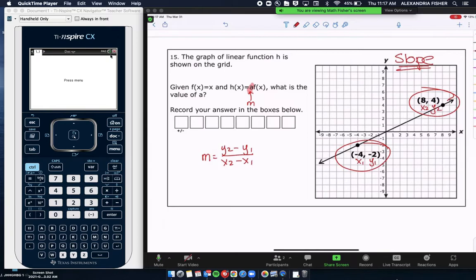You're just looking for slope. You can use the equation, or you can use a table and do list and spreadsheets. Okay? So you have 2 options. You choose what you want to do. Alright? So good luck. Have fun.